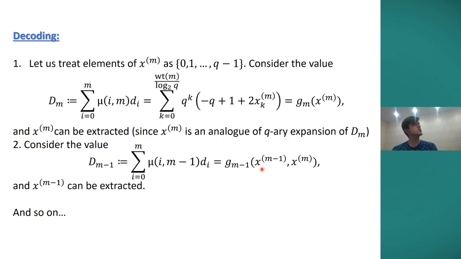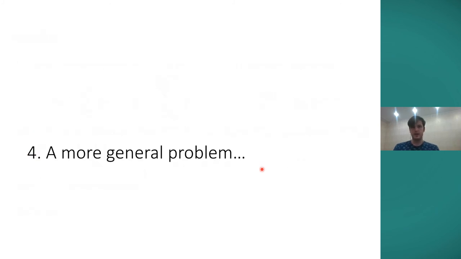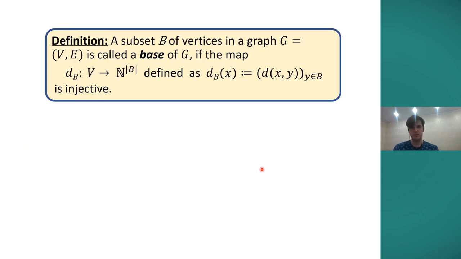Now, let me shortly talk about a slightly more general problem, because a similar methodology can be applied to it. So now let us consider some arbitrary graph G. We say that a subset of vertices is a base of this graph if any vertex in the graph can be uniquely reconstructed by the vector of distances. And again, it's interesting to find the minimal size of a base for a given graph G.